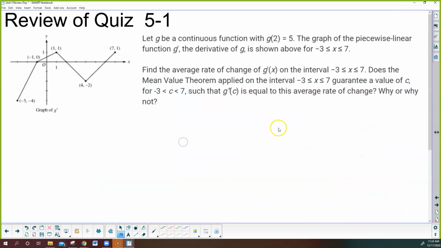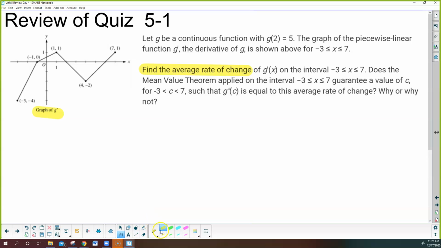All right, last one that we're going to talk about from the quiz here. And this one I noticed a lot of students kind of stopped halfway through, and I wonder if it was intentional or unintentional. Well, let's look at this problem. So they give us the graph of g prime. That's interesting just to note. So let g be a continuous function where g of 2 equals 5. The graph of the piecewise linear function g prime, the derivative, is shown above on the interval from -3 to 7. Find the average rate of change.